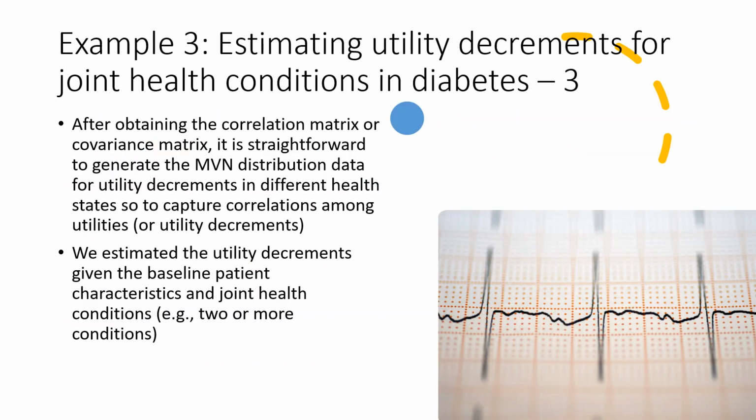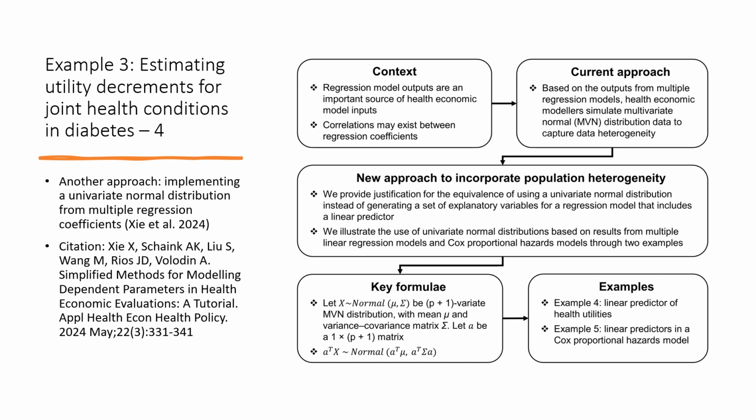After obtaining the correlation matrix or covariance matrix, it is straightforward to generate the multivariate normal distribution data for utility decrements in different health states, so as to capture correlations among utilities or utility decrements. Furthermore, we estimated the utility decrements given the baseline patient characteristics and joint health conditions, two or more conditions. In our other article, we introduced the method of implementing a univariate normal distribution from multiple regression coefficients.